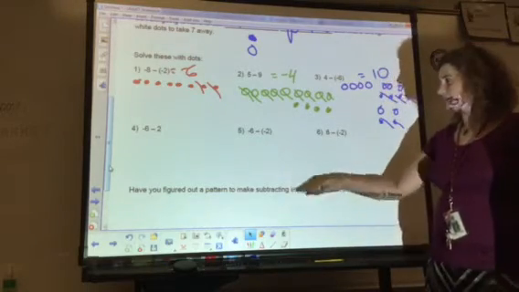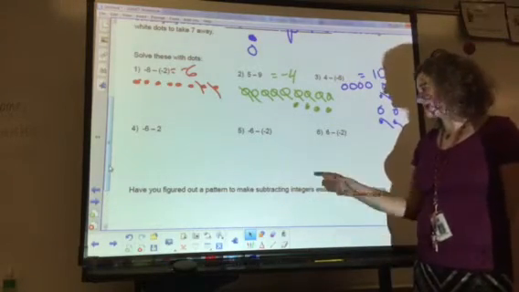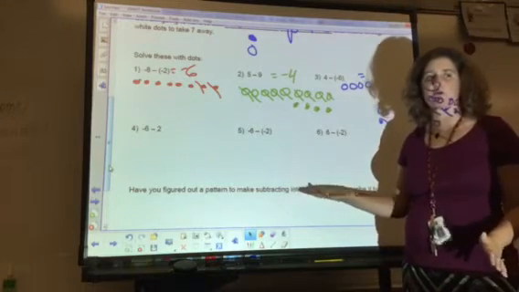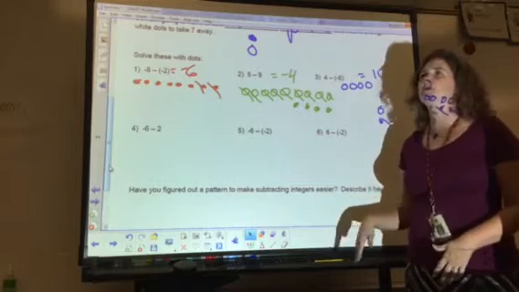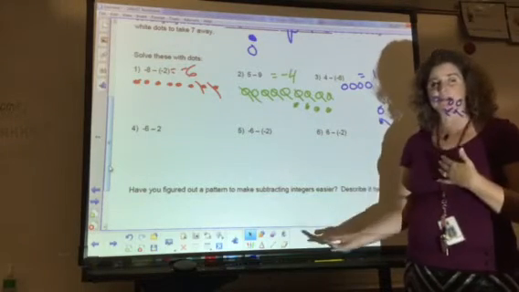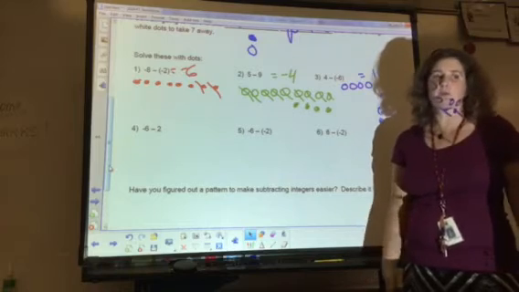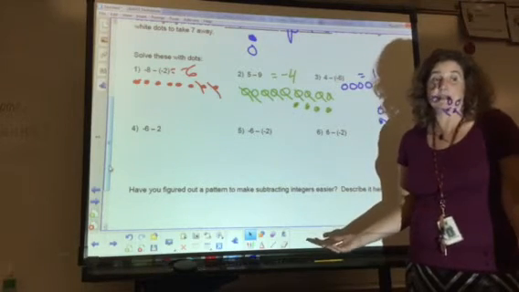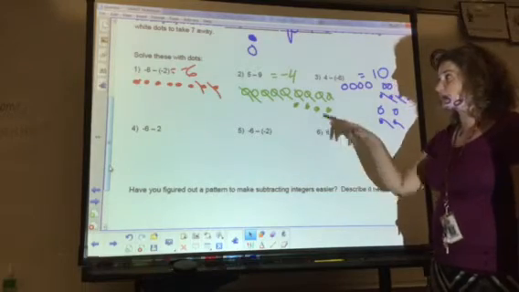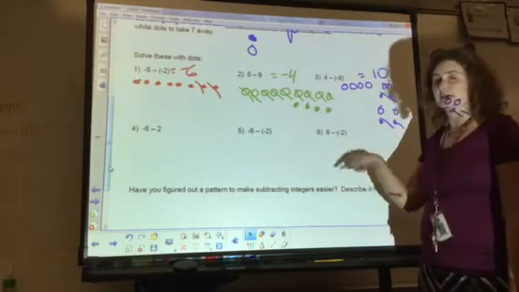Stop a second and see if you have figured out a pattern to make subtracting easier. Pause the video and write down what you think is going on. Do not skip this step because it's really exciting when you figure it out ahead of time, because I'm going to teach you a different way, which is the old school way that I learned, but it has helped me with this all my life. So see if you can figure out a pattern, and then we're going to come back and I'm going to do these a different way.